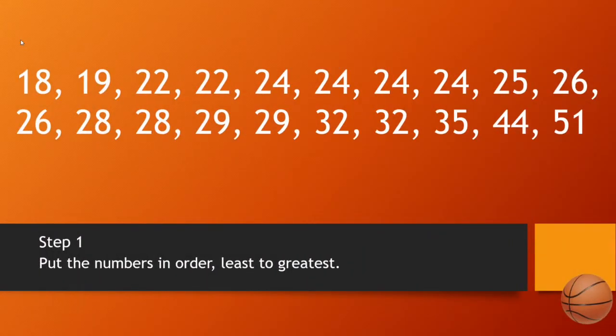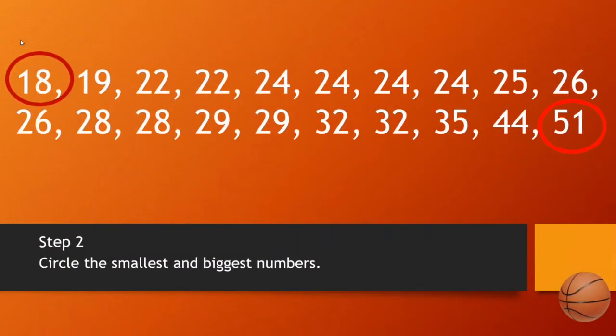So the first thing I want to do is put the numbers in order from least to greatest. So I start with the smallest number, my minimum, 18, and I go up to my largest number, my maximum of 51. Our second step is to circle that minimum and maximum. So I've circled 18 and 51.